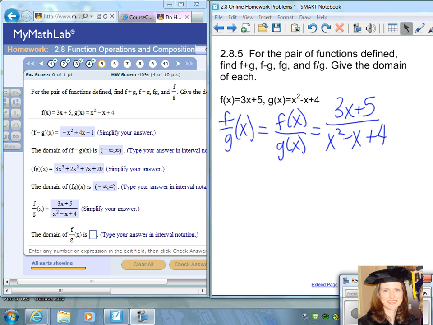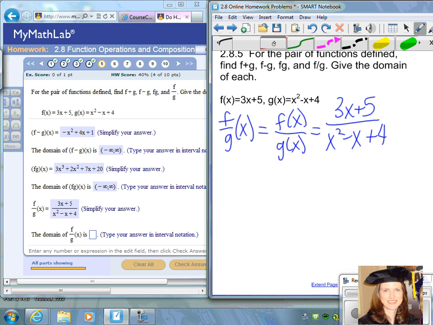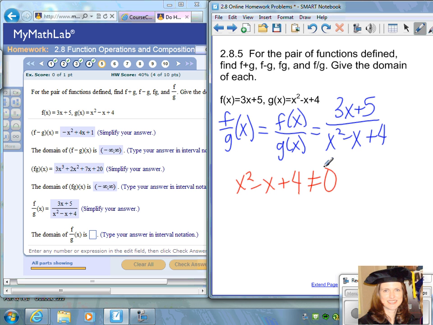To find the domain, we do have to be careful when we're dealing with a rational function where you have variables in the denominator. Whenever you have a fraction, you can never ever have a 0 in the denominator. So we set up x squared minus x plus 4 cannot equal 0. We want to know, is this ever going to equal 0? If it does equal 0, then that is a restriction on our domain.